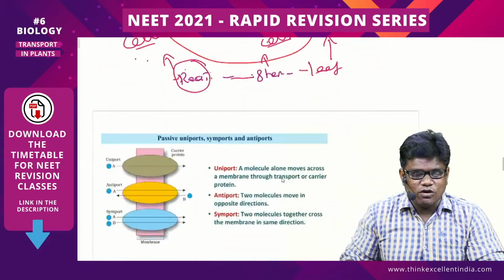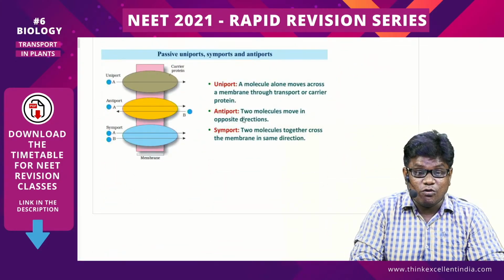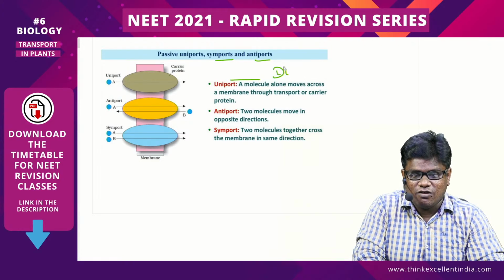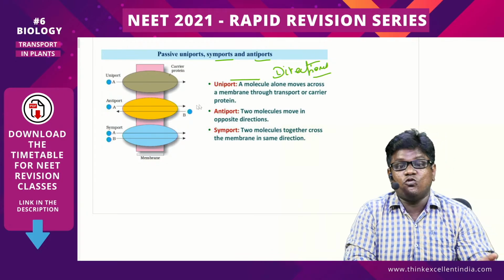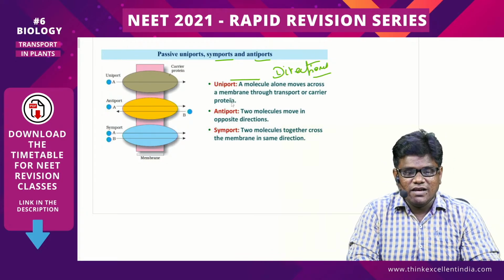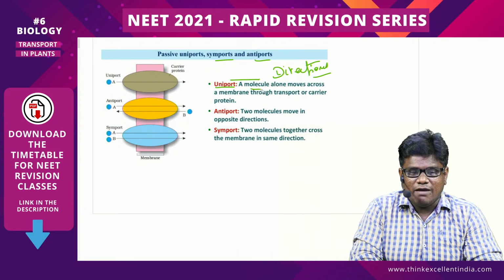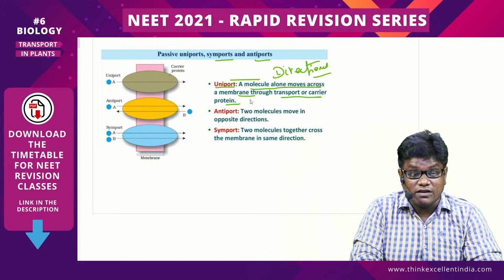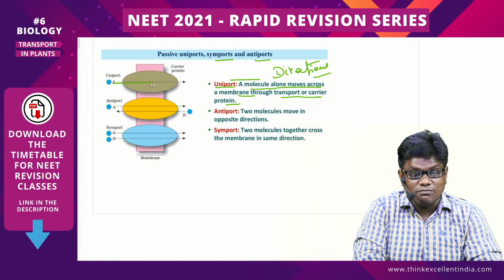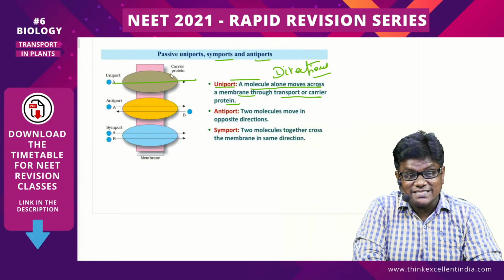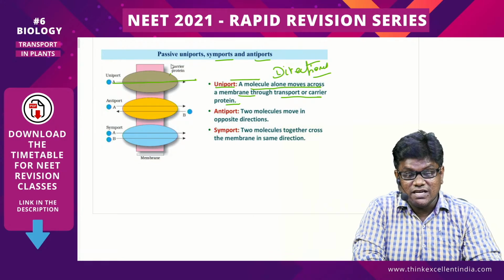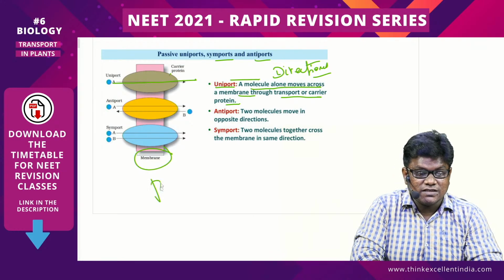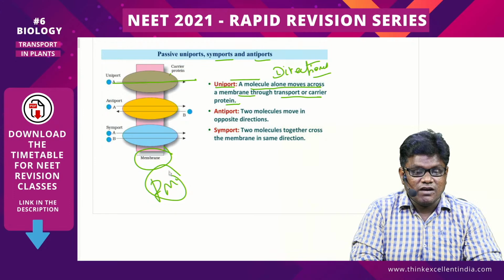So we'll move on to the next one, the passive uniport, symport and antiport. These are all the directional pathways by which the water content is moved from one cell to another. Here you can see the uniport. A molecule alone moves across the membrane through the transport or carrier protein. So in the uniport, a molecule moves across through the carrier protein. This is the plasma membrane of a cell, of a plant cell.